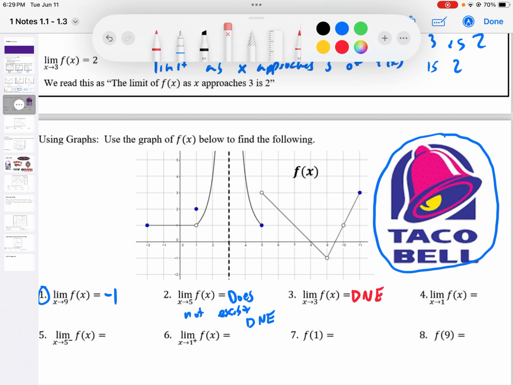Even though I guess you could say from the left side it's approaching infinity, from the right side it's approaching infinity, so it's the same, but we didn't meet up. That's why that one doesn't exist.